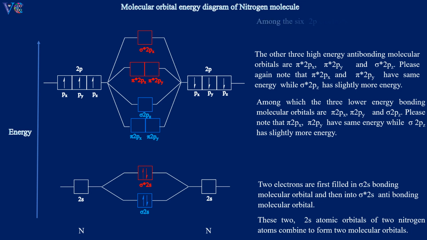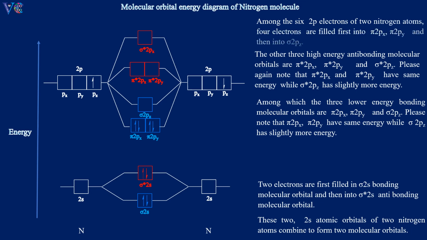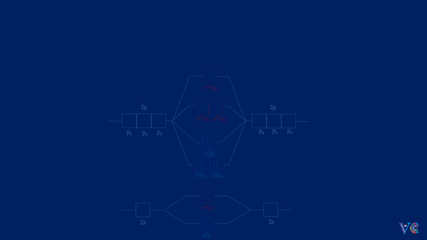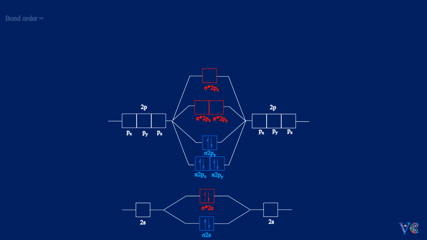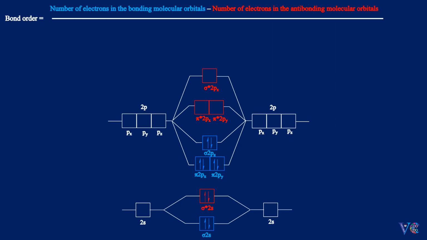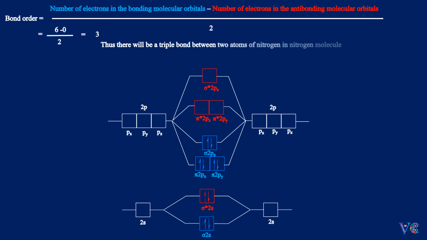Among the 6 2p electrons of 2 nitrogen atoms, 4 electrons are filled first into pi 2px and pi 2py, and then into sigma 2pz. Bond order is equal to number of electrons in the bonding molecular orbitals minus number of electrons in the antibonding molecular orbitals, divided by 2. Thus, there will be a triple bond between the 2 atoms of nitrogen in nitrogen molecule.